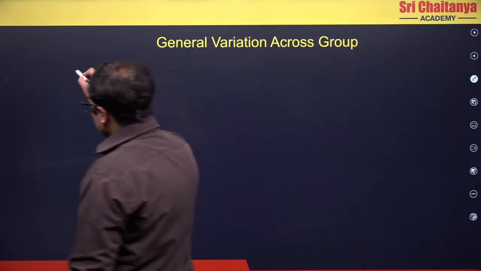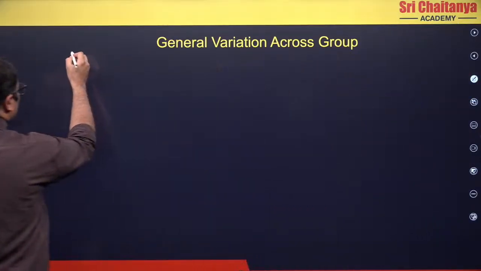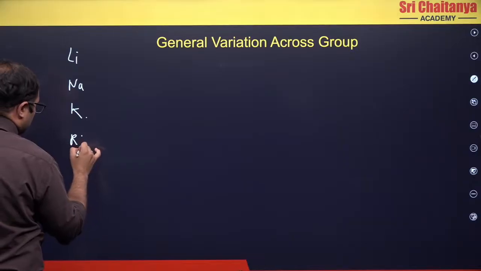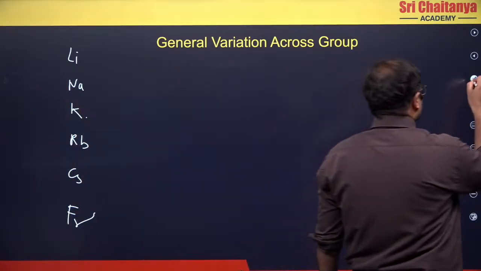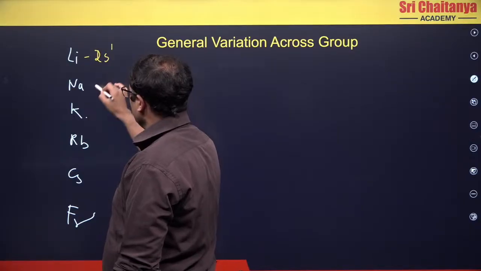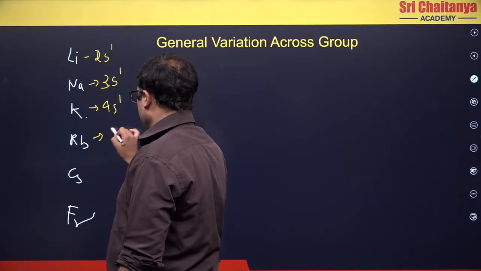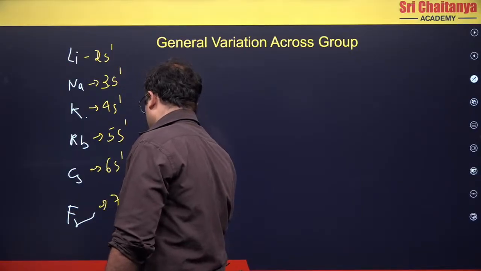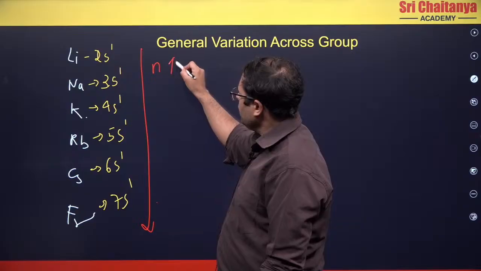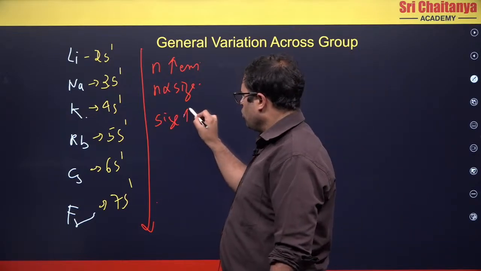What is the general variation across a group? Let us take this group. Right? So this is your group 1. Always write the electronic configuration first. This is 2s1, 3s1, 4s1, 5s1, 6s1, 7s1. You can again see as you are going down the group, what is happening? The n value increases. And we know that n is directly proportional to size, right? So as n value increases, the size normally increases.